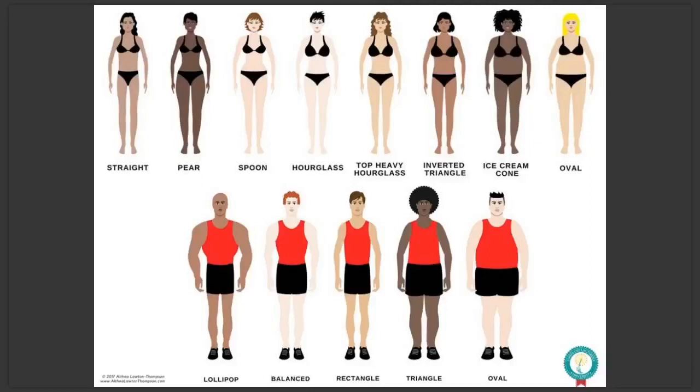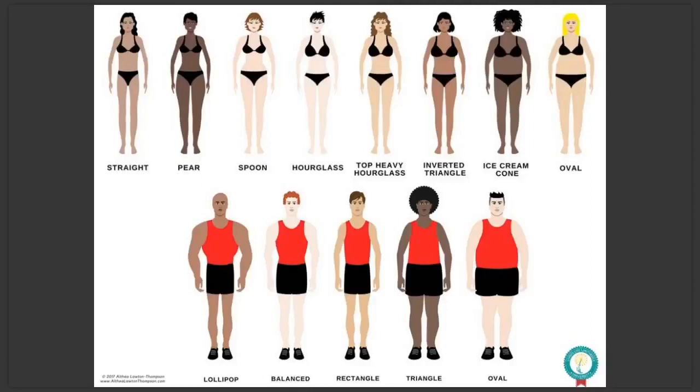So if you think about how an ice cream cone is shaped, it's small at the bottom, it comes upward and out wide, and then the cone is at the top. So that's the ice cream cone shaped woman. Very broad through the shoulders, through the upper back, through the chest, big through the midsection, slim through the hips, and slim through the legs.